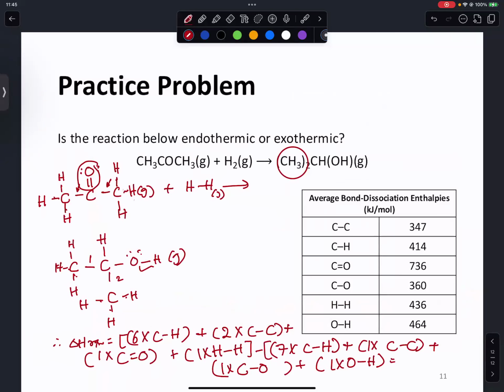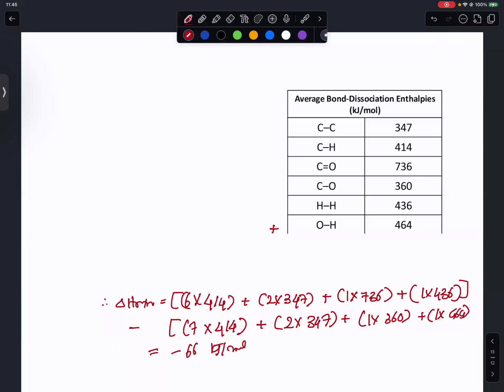And is this reaction endothermic or exothermic? It is exothermic.